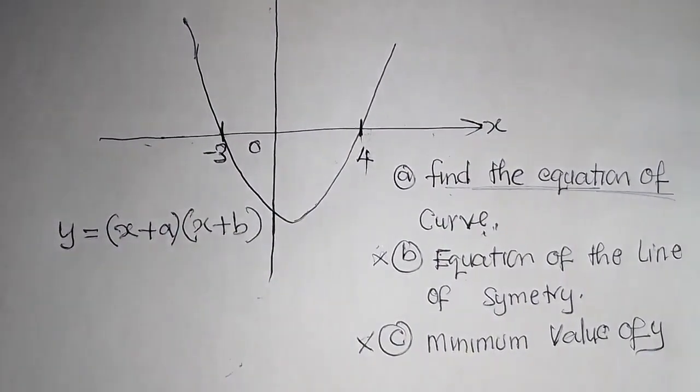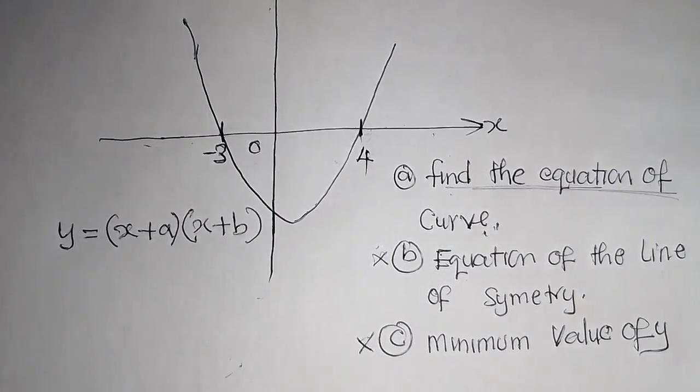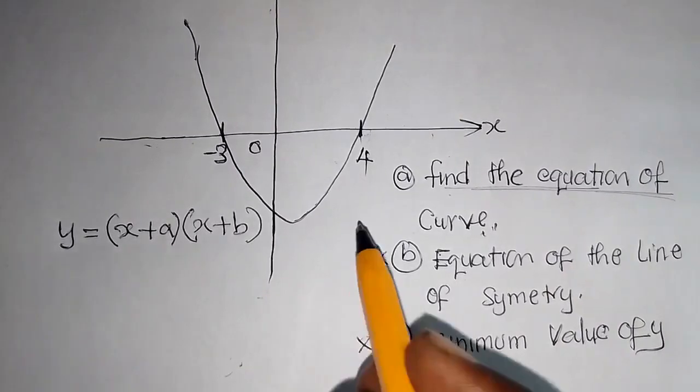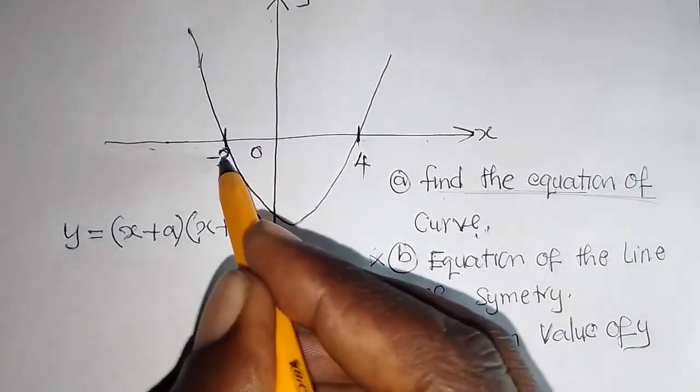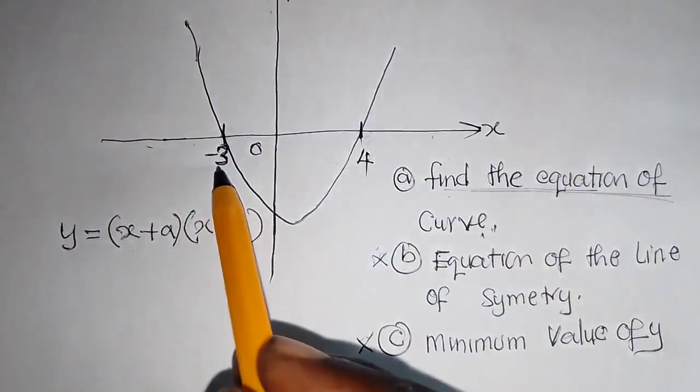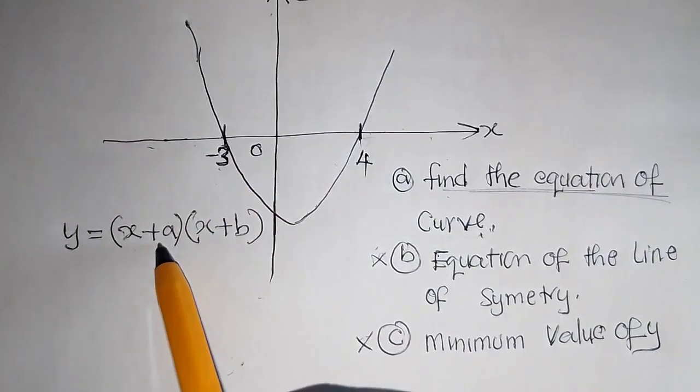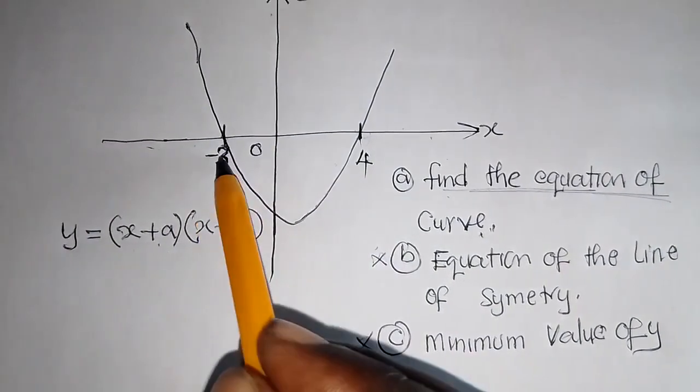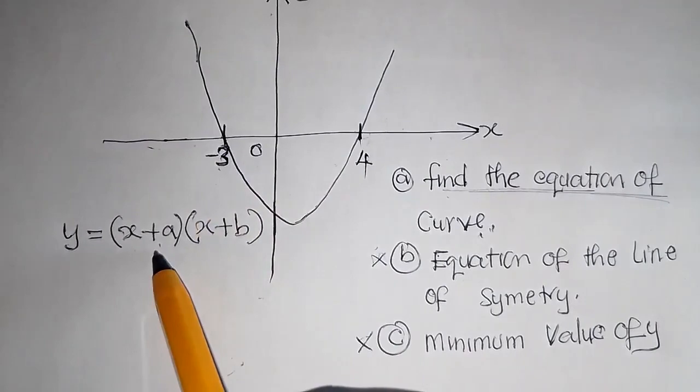Have you seen? So you want to find the equation. This is what we need to do. So how can we undo this one? This is 3. So when 3 comes here, this is negative 3. So when negative 3 comes here, the sign will change.